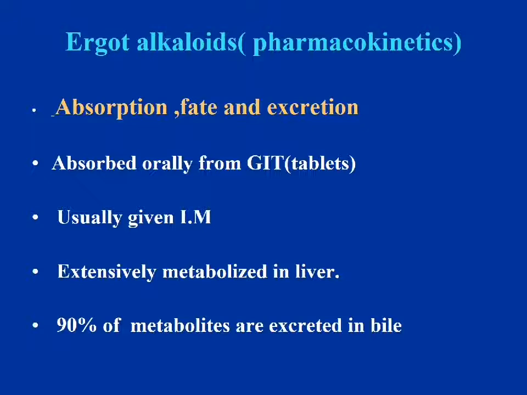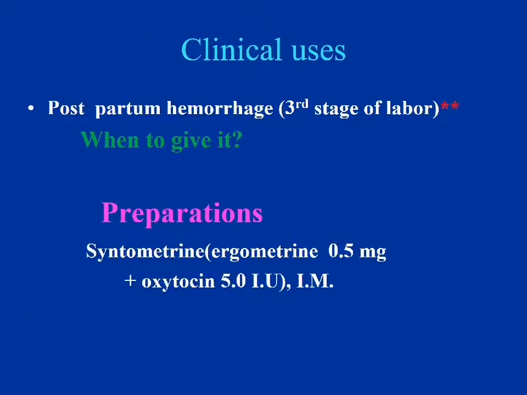Ergot alkaloids, absorption, fate, and excretion. Absorbed orally from the GIT as tablets, usually given intramuscularly, extensively metabolized in the liver. 90% of metabolites are excreted in bile. What are the clinical uses? Postpartum hemorrhage, 3rd stage of labor. When to give it?